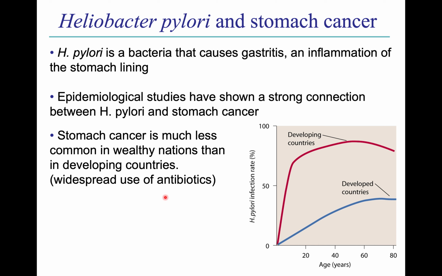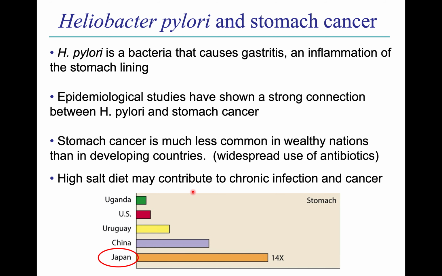And one piece of evidence showing this link comes from the fact that stomach cancer is a lot less common in wealthy developed countries than in developing nations, and partly that is believed to be attributed to the widespread use of antibiotics in developed countries. So even though these antibiotics are not primarily being taken for H. pylori infections, they have the side effect of eliminating the possibility of H. pylori infection. So you don't tend to see H. pylori as a big issue in developed countries.